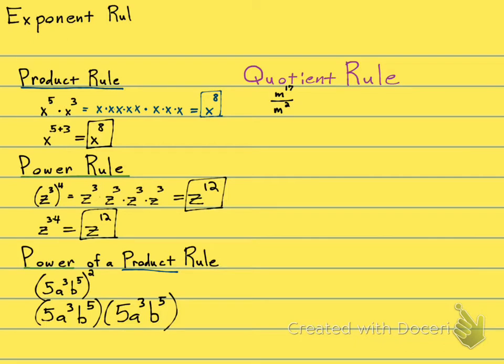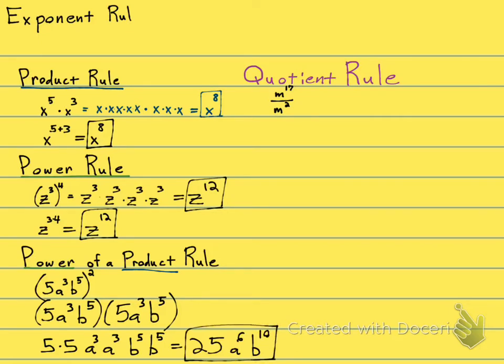Now, if I rearrange this, since everything is multiplied, this is what it would look like. It would look like 5 times 5, a to the third times a to the third, b to the fifth times b to the fifth. Okay, and you will end up getting 25, a to the sixth, b to the 10th.